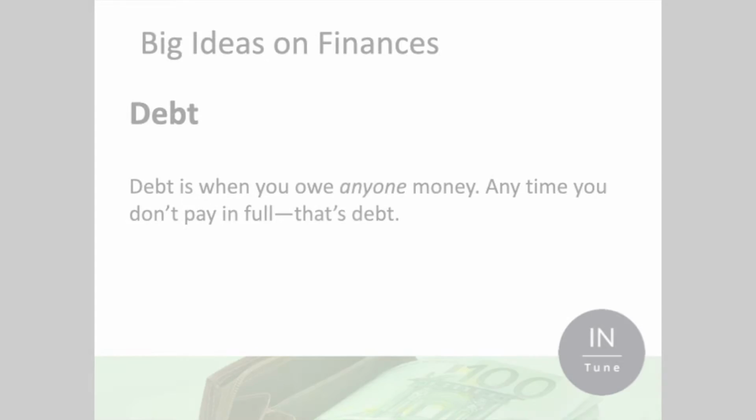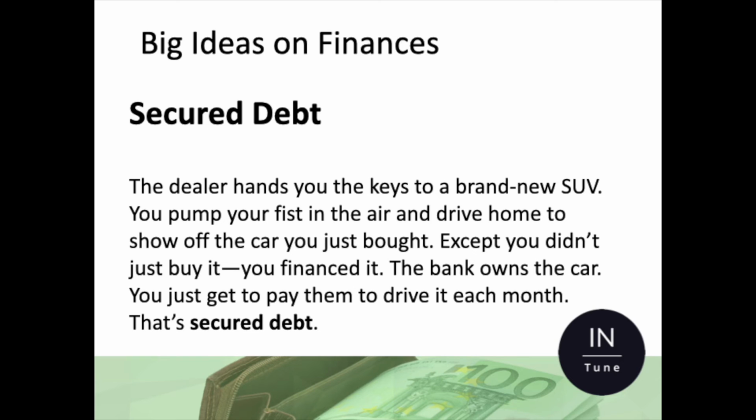The first one is secured debt. That means the dealer hands you the keys to a brand new SUV. You pump your fist in the air and drive home to show off your car you just bought, except you didn't just buy it, you financed it. The bank owns the car. You just get to pay them to drive it each month. And that is what we call secured debt.